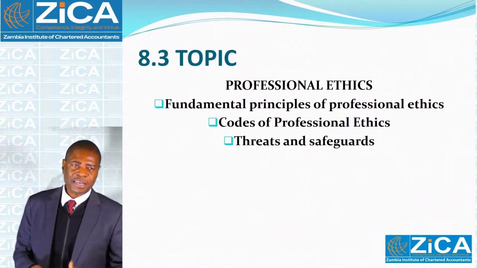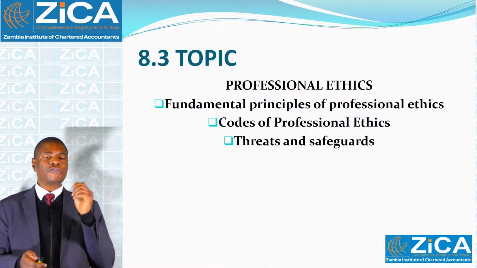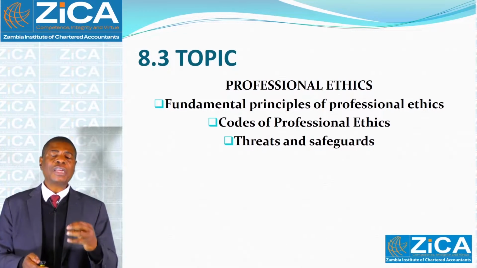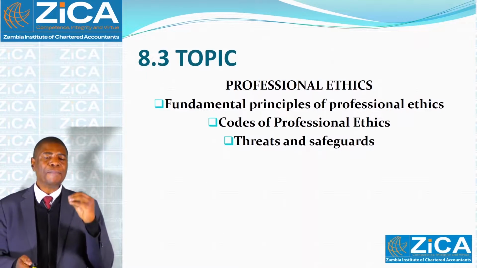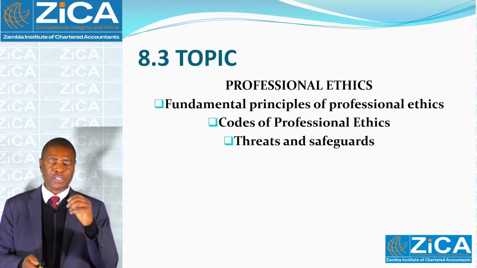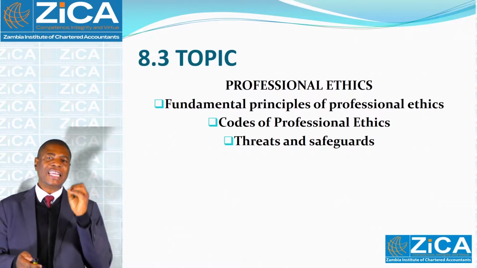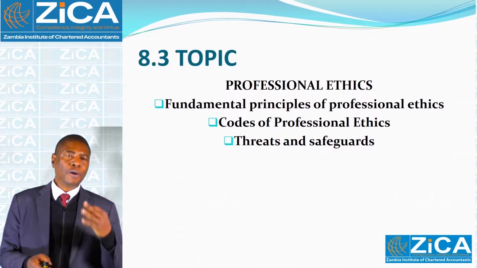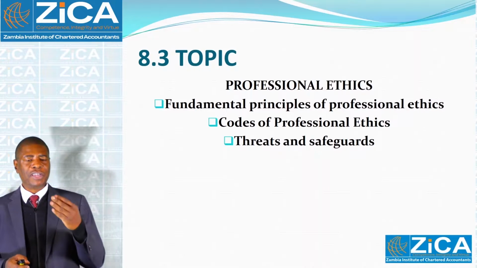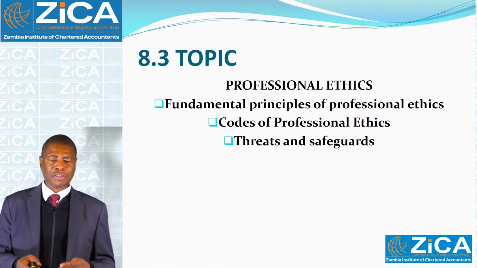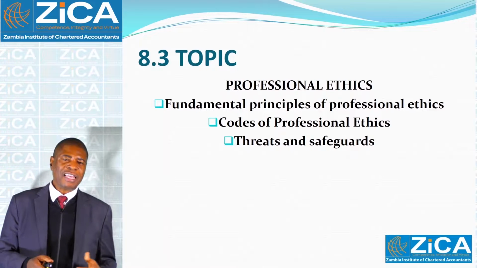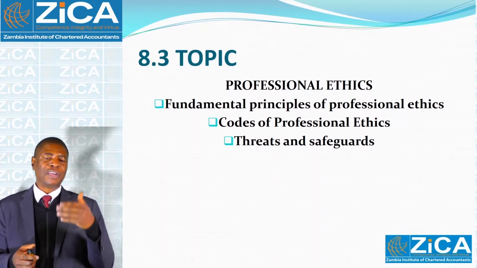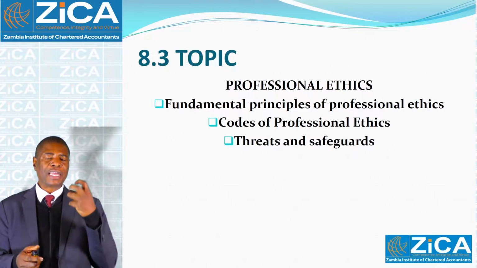Now we go to topic 3. Topic 3 is about professional ethics. This is what makes an accountant: the fundamental principles of professional ethics. Issues of integrity, objectivity, professional competence and due care, confidentiality, and also professional behavior. That's what makes an accountant. That's why they are called fundamental principles. They are fundamental because they make an accountant.